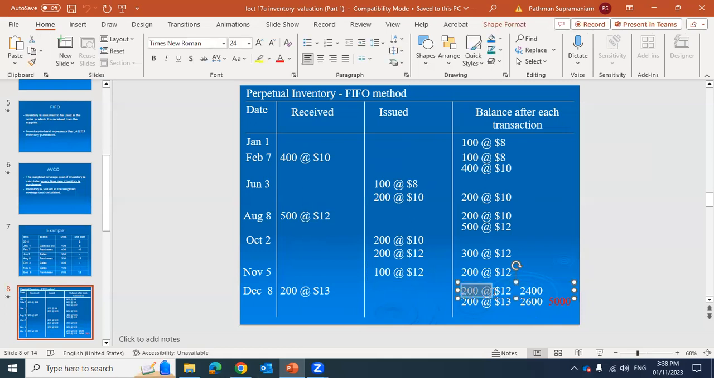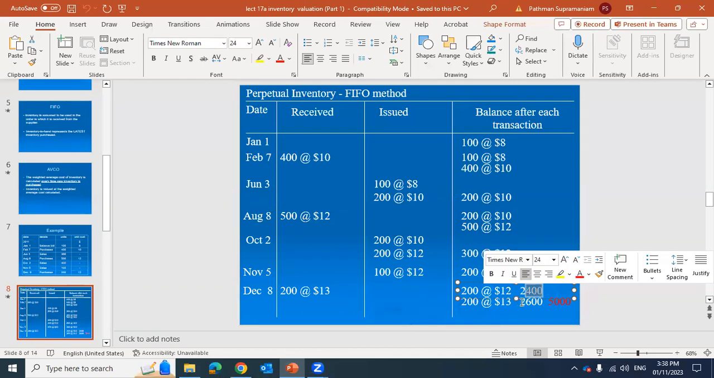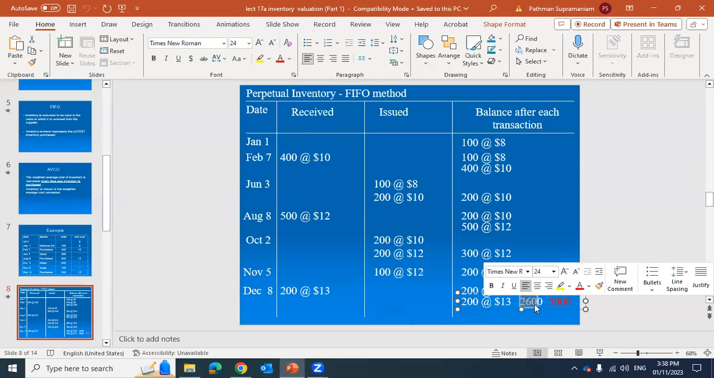figure. So 200 at 12 comes up to $2,400. 200 at 13 is $2,600. So adding these two up, our closing inventory is $5,000.